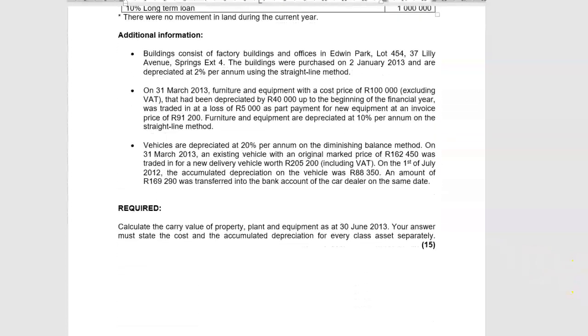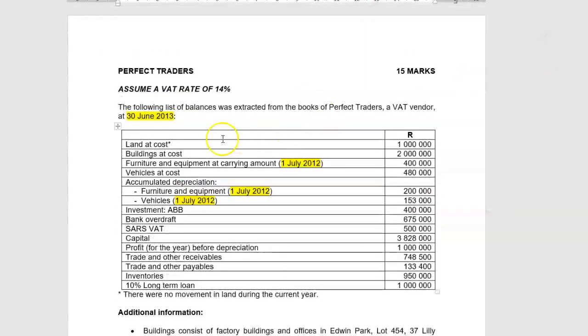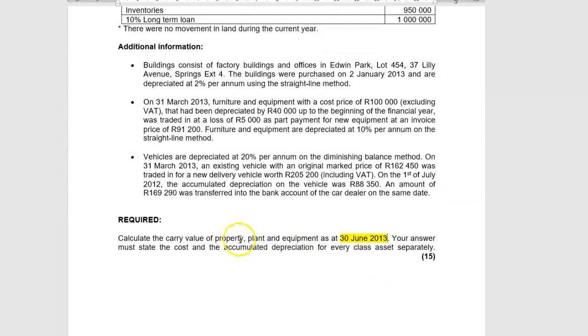Now, what do they want from us? Required: calculate the carrying value of the property, plant and equipment as at 30 June 2013. Again, look at the date and you will see that your list of balances has year-end balances, except for those balances that have been identified separately. Your answer must state the cost and the accumulated depreciation of every class of asset separately.